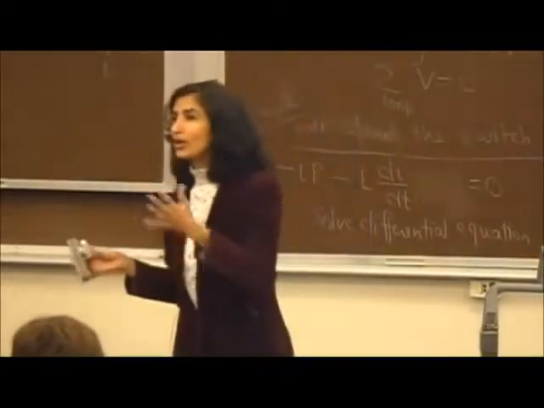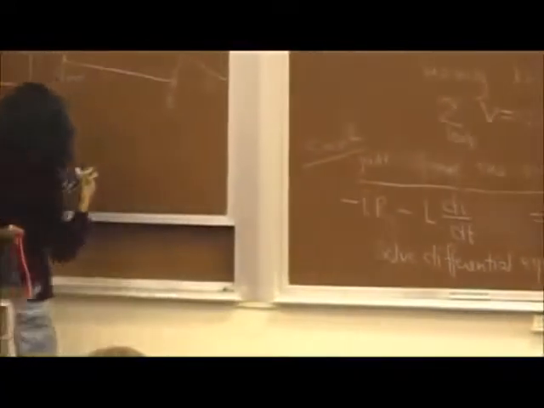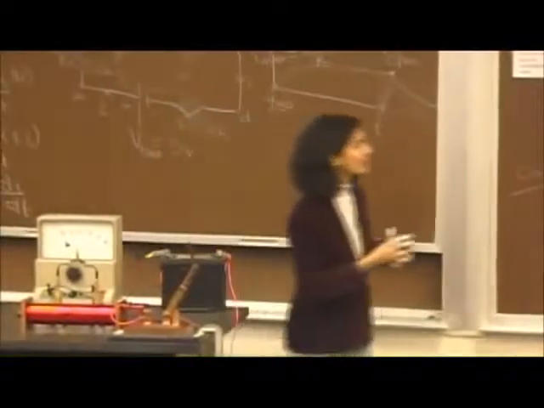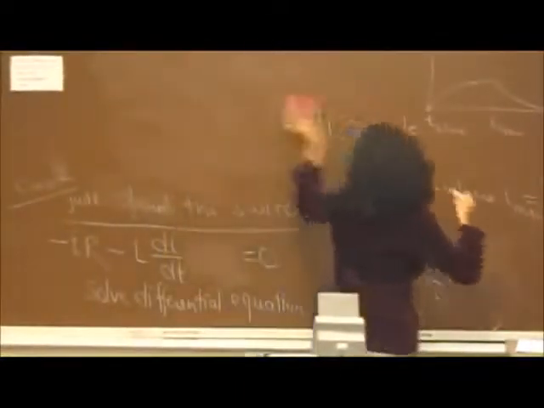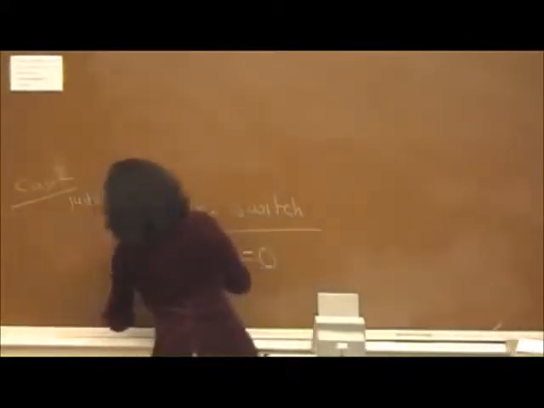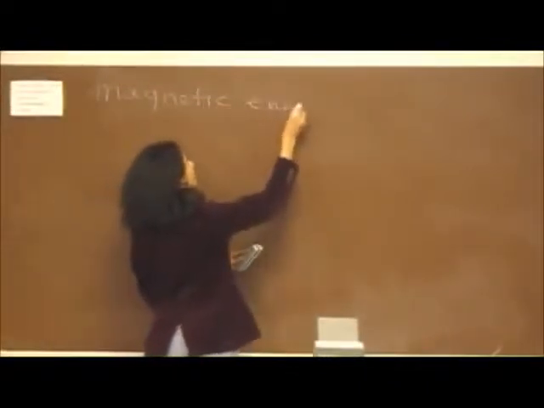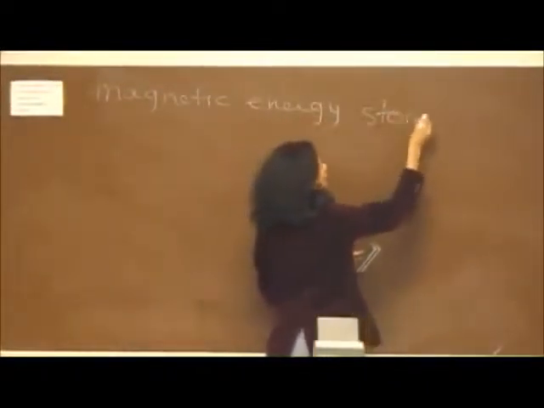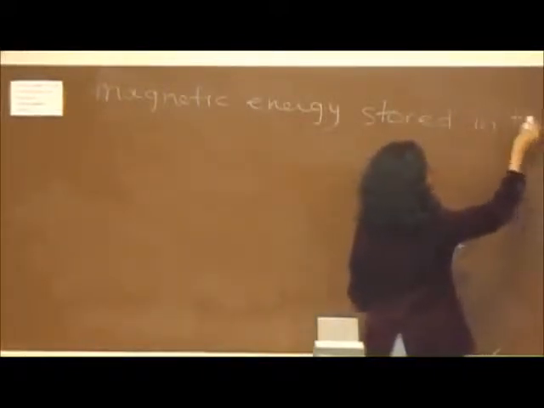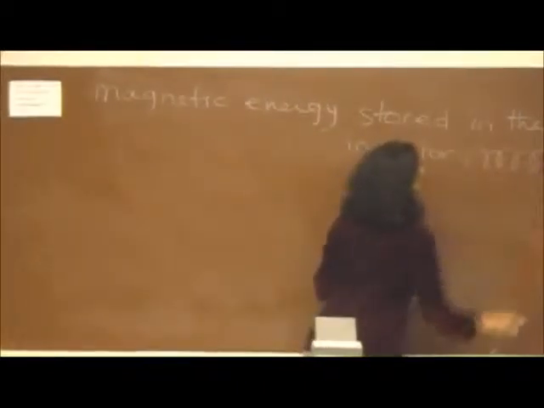Based upon that, you can already guess how much would be the energy stored inside of an inductor, inside of this coil. This time it's going to be magnetic energy. Let's try to figure it out. So we are going to talk about the magnetic energy stored inside of an inductor. So let's say that this inductor has some current I flowing through it.